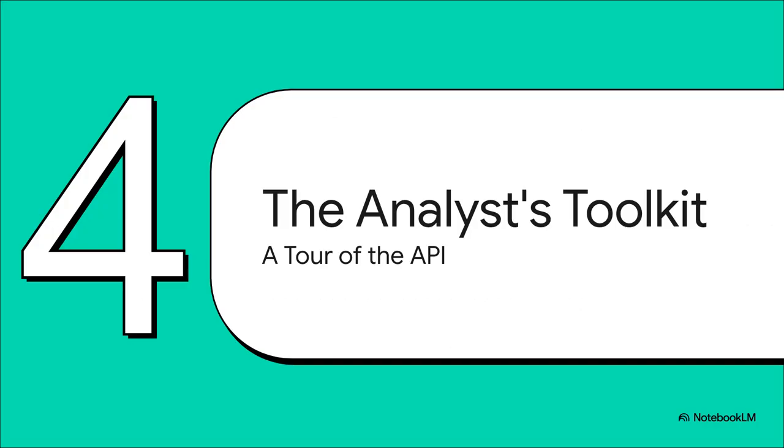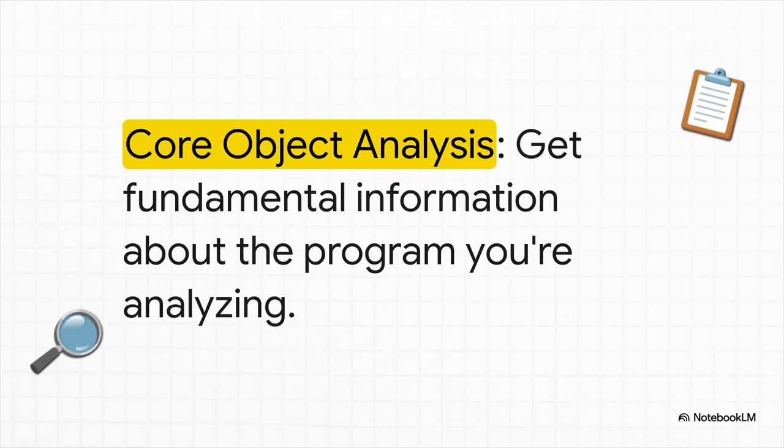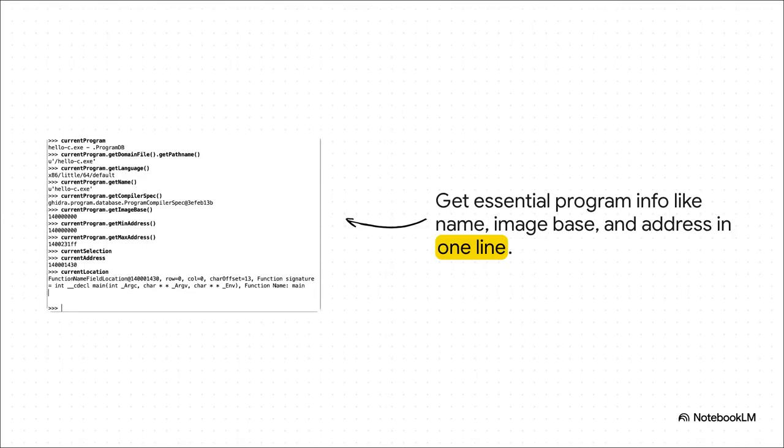So, what can you actually do with all this power? Well, let's take a whirlwind tour of the Ghidra API. Think of it as your new toolkit for automated analysis. First up, core object analysis. Before you can automate anything, your script needs to figure out where it is, just like you do when you first open a binary. Let's see how the API can grab that basic information. And look how simple this is. With commands like currentProgram.getName or currentProgram.imageBase, you can instantly pull the core details you need to get your bearings inside the binary. All of that without clicking through a single menu.